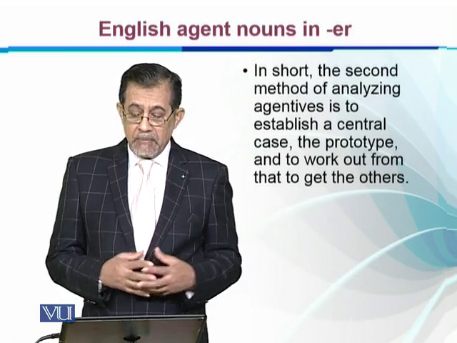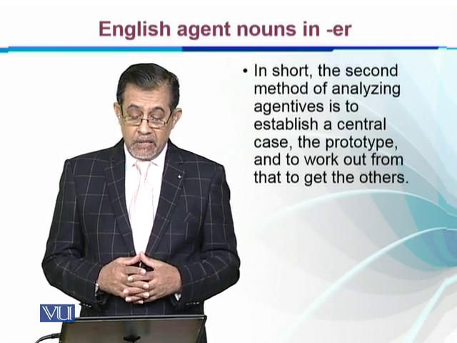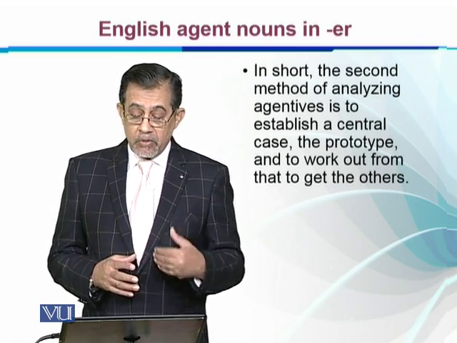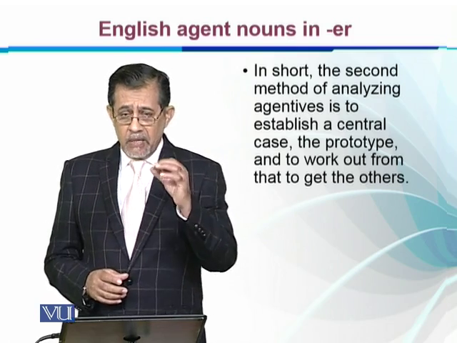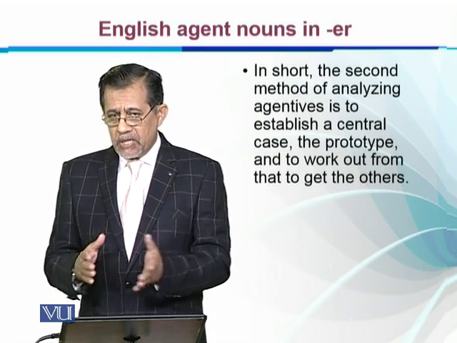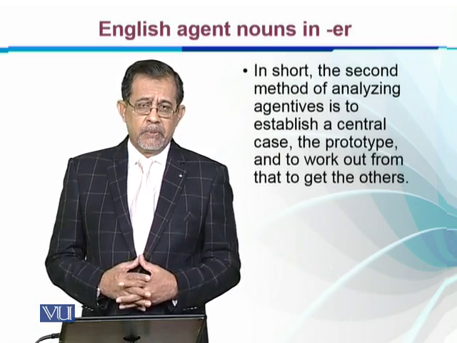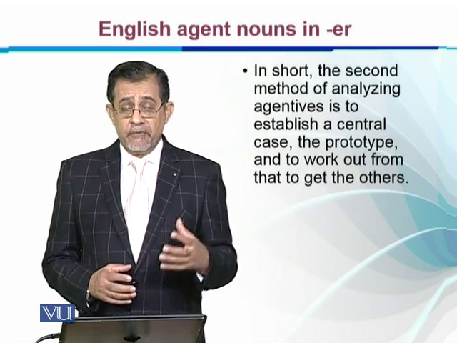In short, the second method of analyzing agentives is to establish a central case, the prototype, and to work out from that to get the others. So we take the prototypical example of the word and try to understand the meaning of the word with the help of that prototypical example. So this is how we get the meaning of agentive nouns.